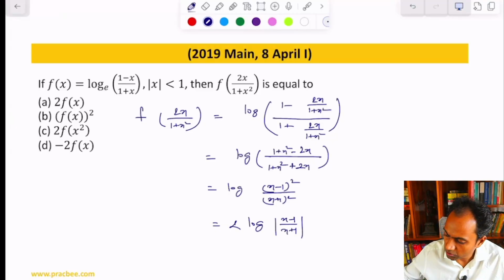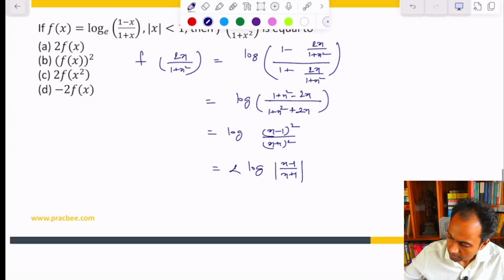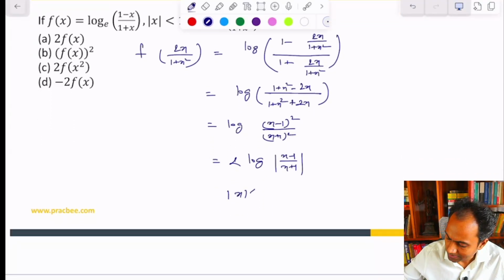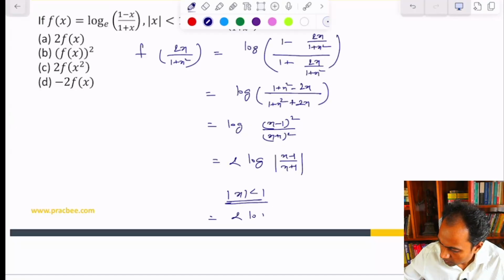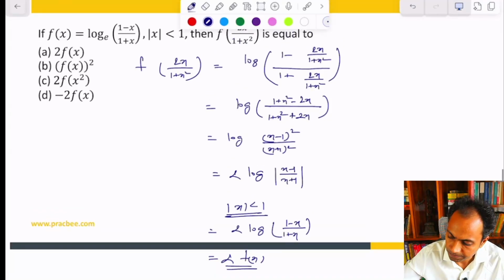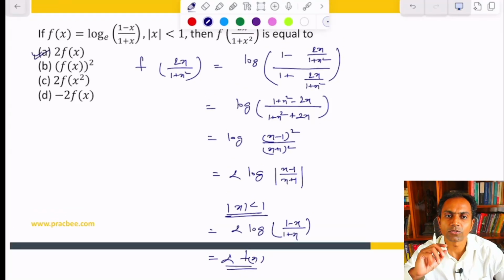Now if the question says that modulus of x is smaller than 1, then we are looking at values of x between minus 1 and 1, hence the numerator part will open with a negative sign. So here we can write this as 1 minus x, the denominator is fine, it will become 1 plus x. You can see that what we are getting is 2 times of x. That is nothing but option A. So this interpretation of mod was a crucial point in this question.